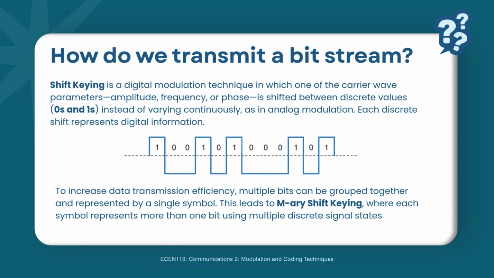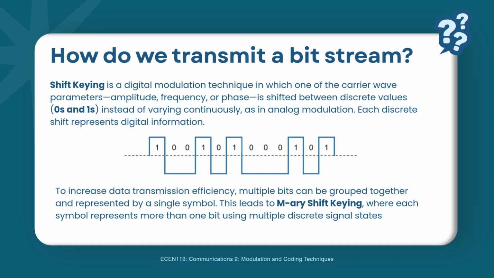Now, the question is, how do we transmit a stream of digital bits over a communication channel? A digital bit stream consists of only zeros and ones, but these baseband digital signals cannot be transmitted efficiently over long distances or wireless media. To solve this problem, we use a process called digital modulation. One common digital modulation method is shift keying.